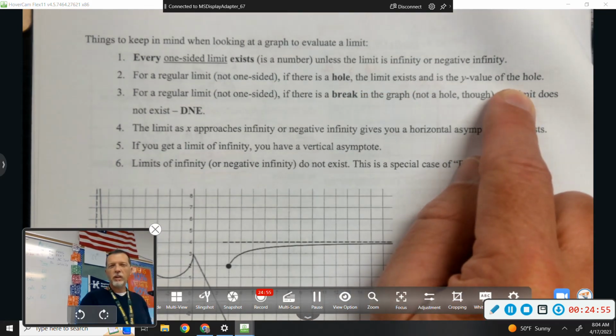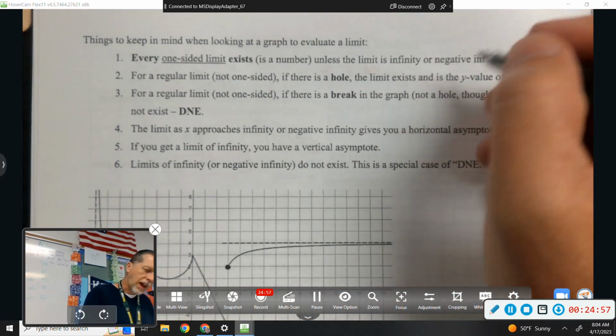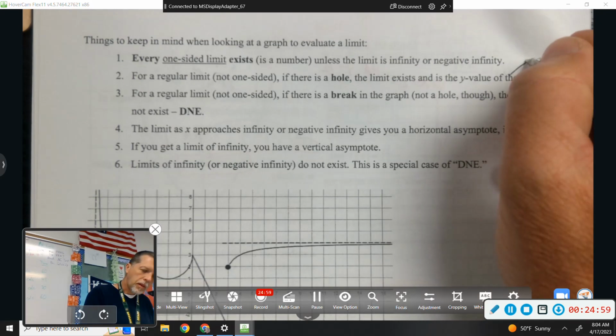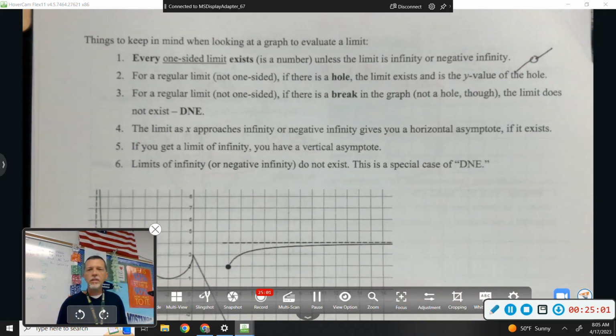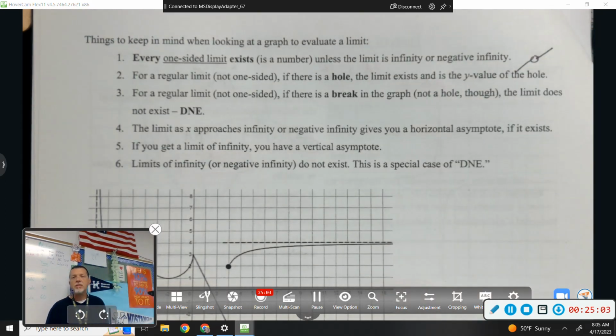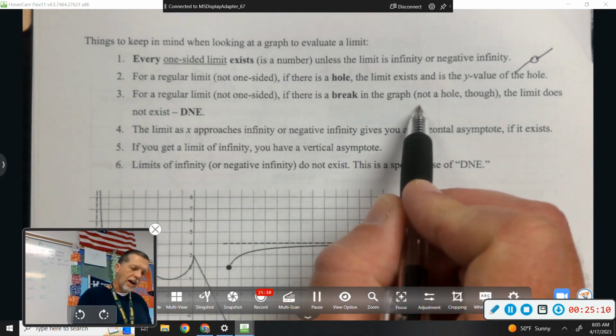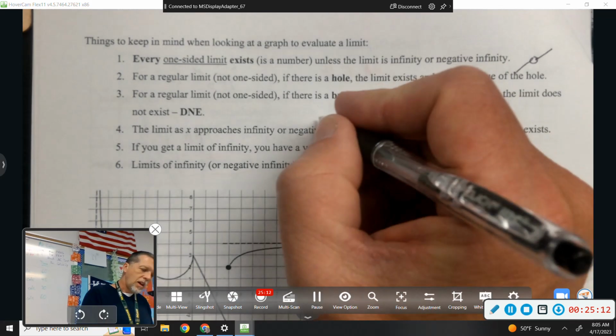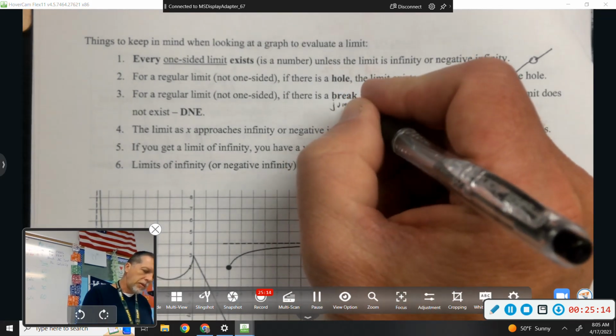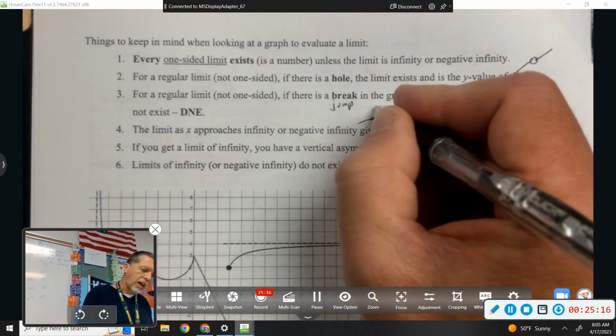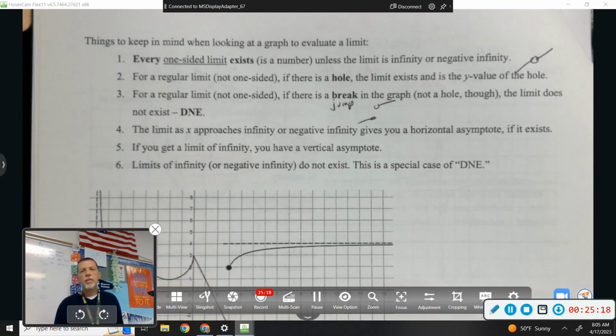Like, we didn't phrase it quite like that, but we saw that. So if there's a hole there, the hole is the limit. It doesn't matter that it's not filled in. For a regular limit, if there is a break in the graph, the limit does not exist. I would even say a jump might be a better way to phrase that. All right, so if there's a break in the graph or a jump in the graph, there's no limit there.